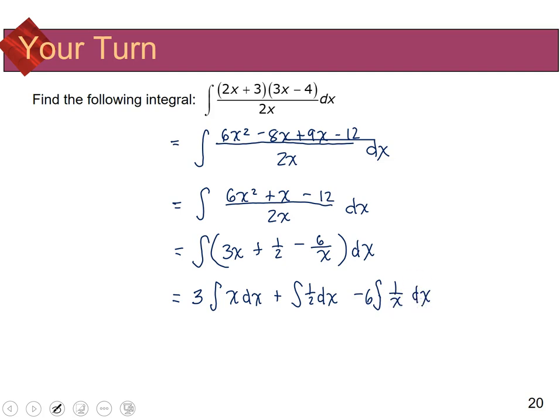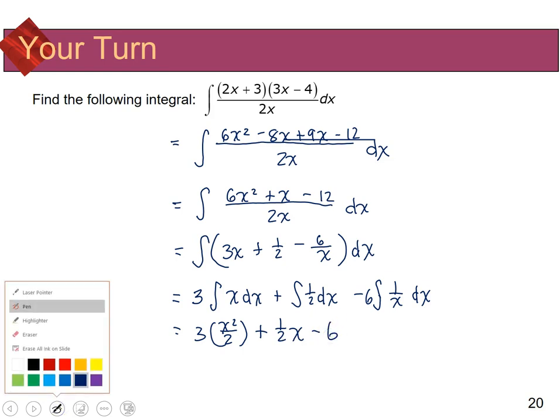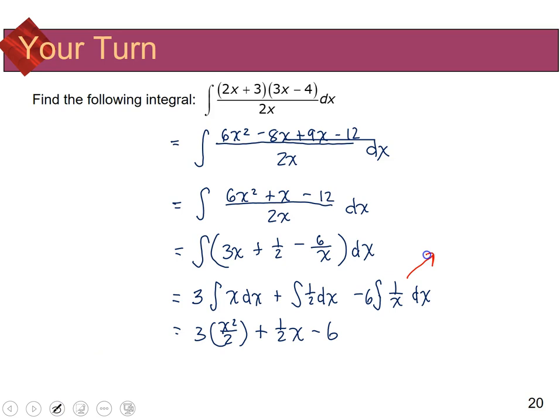Now, just so you know, this one here, not a big deal. I'm going to have 3 times x squared over 2. This one here, I'm going to have basically 1/2 x, minus 6 times. Now, here's where we're going to run into a difficulty. This is like having x to the negative 1 power.